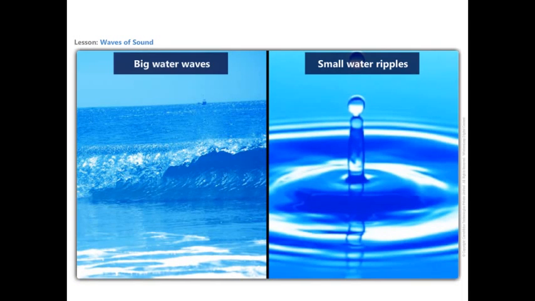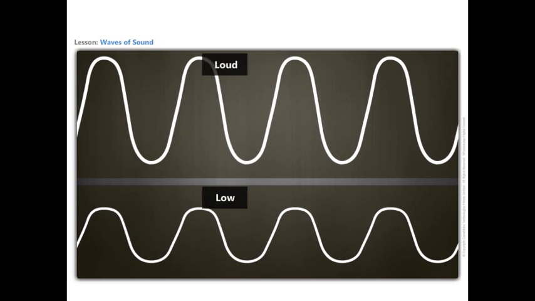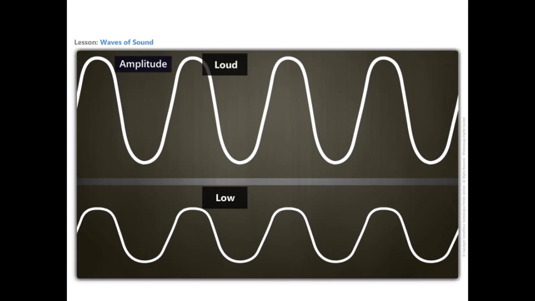The loudness of the sound is determined by another characteristic. It is the magnitude of the maximum disturbance of the medium. For example, water waves can also be great, big, tall waves or small ripples. The size of a wave, or the maximum disturbance in the medium on either side of the mean value, is called its amplitude. In sound waves, the bigger the wave, the louder the sound is.